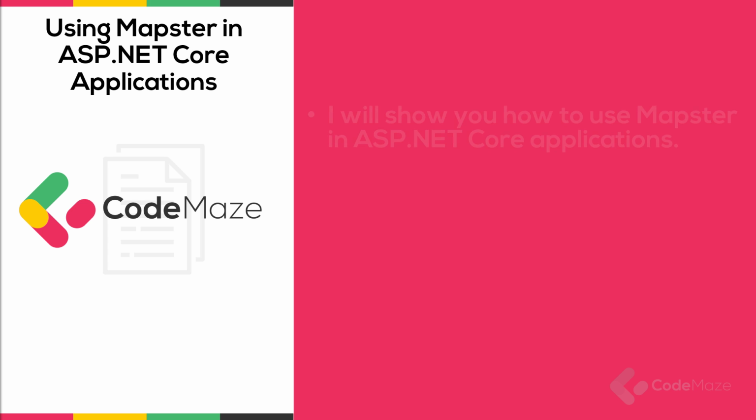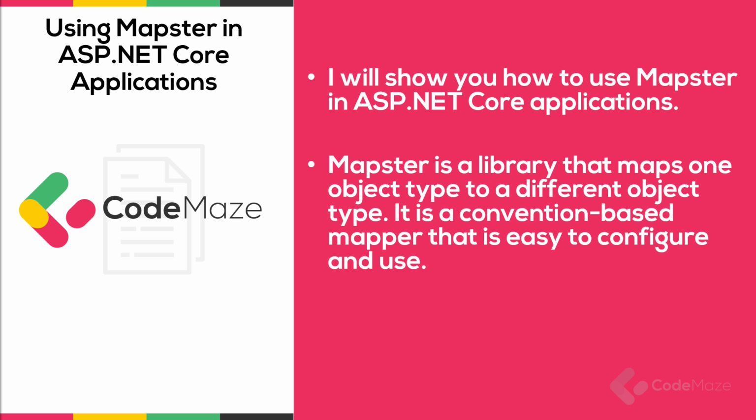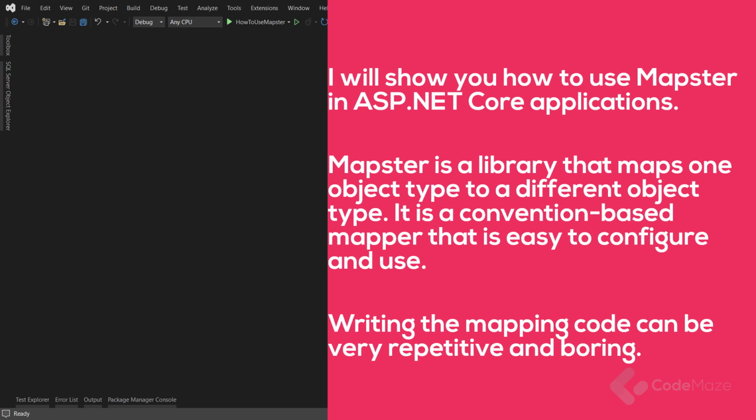Hi everyone, in this video I'll show you how to use Mapster in ASP.NET Core applications. As the name suggests, Mapster is a library that maps one object type to a different object type. It is a convention-based mapper that is easy to configure and use. Writing code to map one object to another can be very repetitive and boring. Because of this, Mapster frees us from writing error-prone code.